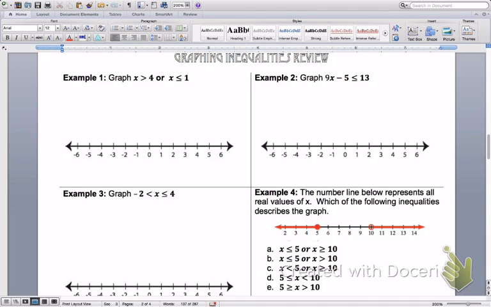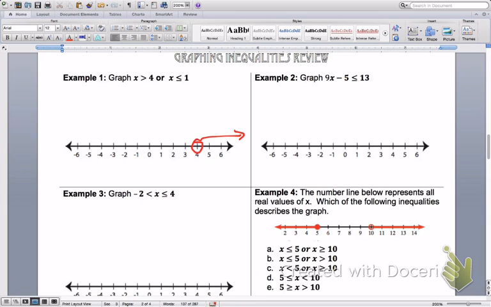So remember, we have to be very careful with these ors and these ands. So remember, or is the combination and is the intersection. So in this case, we're going to just go ahead and graph both inequalities on the same number line. So we're going to start off with our circle on 4. Since it's a greater than, not equal to, we're just going to put an open circle. Greater than means numbers to the right. So we're going to just go ahead and shade that way.